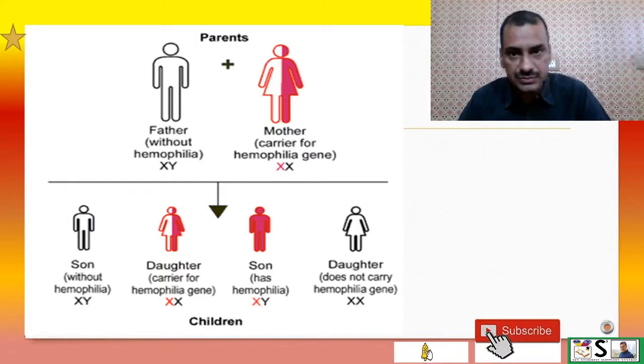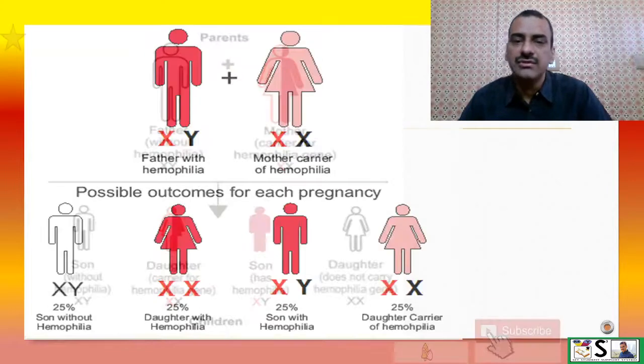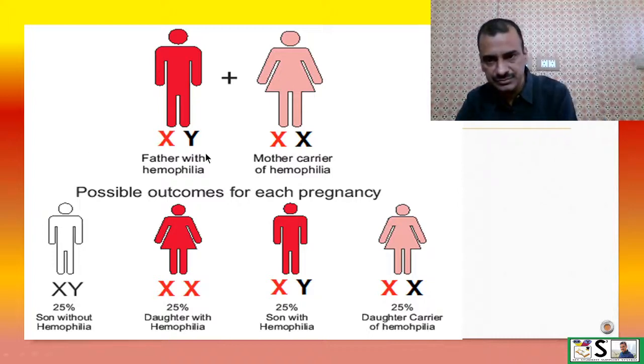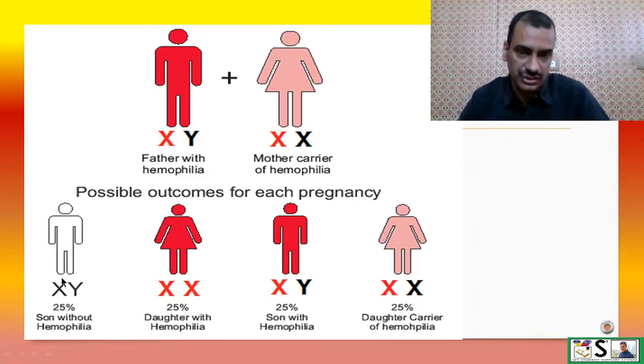In another scenario, we can understand that if the father is hemophilic and the mother is a carrier, then what will be the condition? Here, if this Y chromosome combines with this X chromosome, a male child will be there and there will be no hemophilia. So there is a 25% chance that the male child will have no hemophilia.